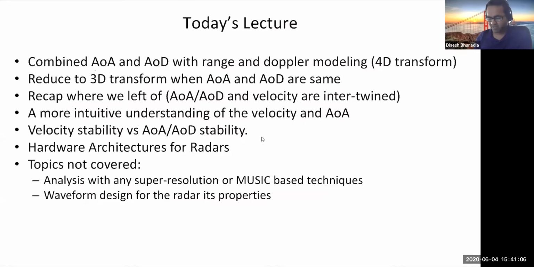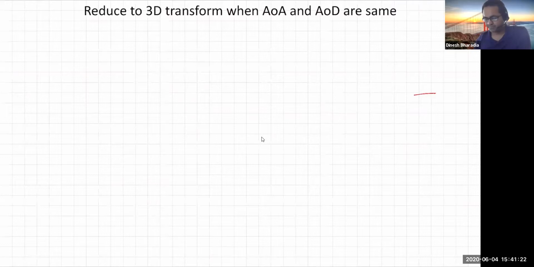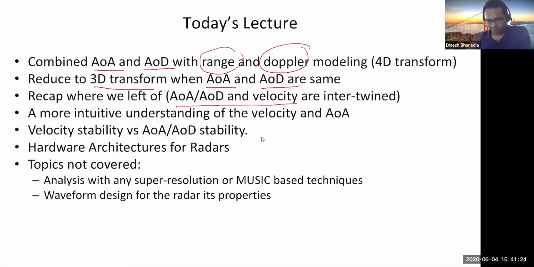Essentially, I'll revise that there is a four-dimensional analysis happening here. Then we'll reduce it to 3D when your AOA and AOD are the same. Then we'll recap how AOD and velocity are intertwined. And finally, we'll have a more intuitive way of understanding this overlap and interconnection, and probably that will also give you insight into how to disambiguate it.